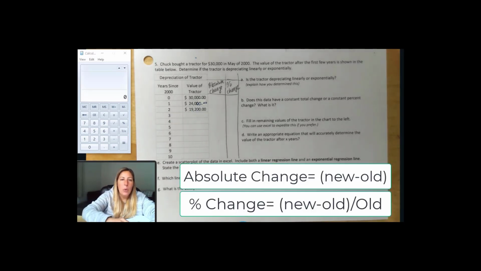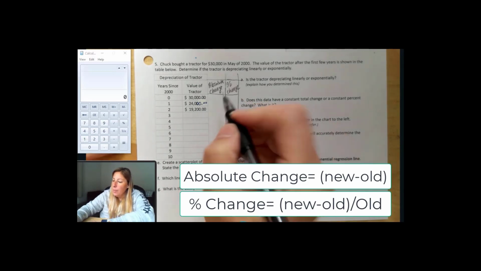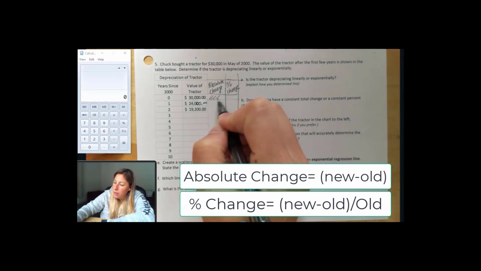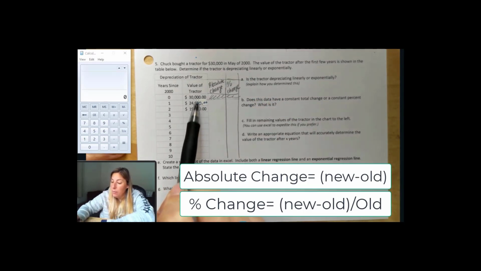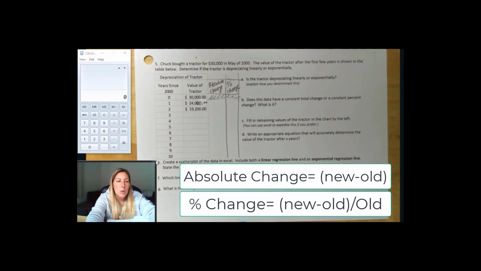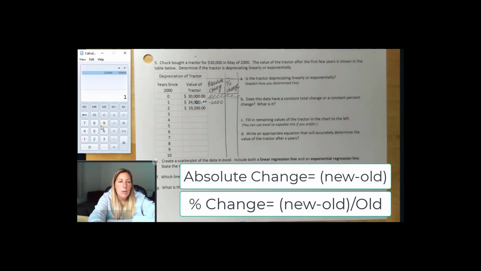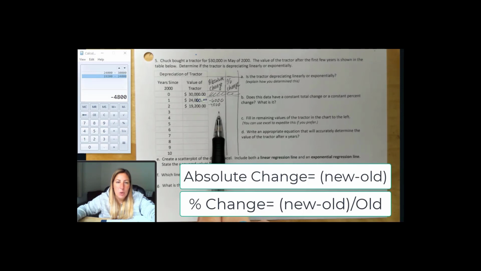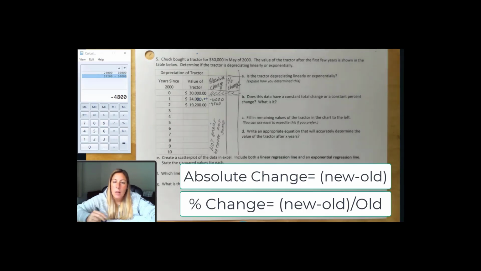Now let's go ahead and really quickly calculate the absolute change. Remember, you're not going to use this first one. You're going to calculate the absolute change by this one minus this one. That's what's going to go in that first box. So we're going to do 24,000 minus 30,000, which should be negative 6,000. Now I'm going to do 19,200 minus 24,000, and I should get negative 4,800. Well, we can already tell that these aren't the same, so it's probably not going to be linear. Let's see what our percent changes come up to be. If they're the same, then it'll be exponential.